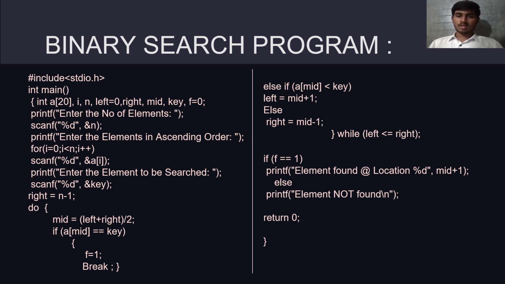Then if the condition f boolean value is equal to 1, which is true, then we'll print the output as element found at location, the location which is found. And if it is not equal to 1, which means the boolean value returns false, f equal to 0, then we'll show the output as element not found, and we'll return the statement and terminate the program.